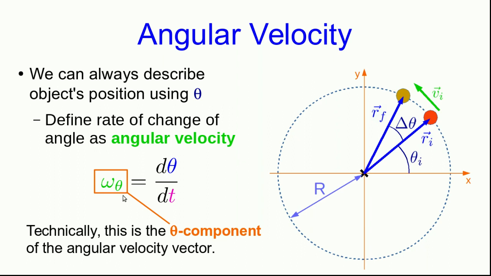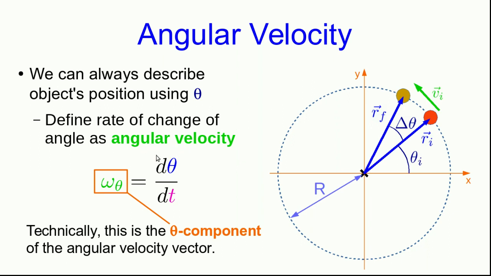And like any component, it can be negative. Think of what that means. If the object is moving counterclockwise, since we've defined our angles as angles counterclockwise from x, then theta is increasing, which means its rate of change is positive for an object going counterclockwise. Well, that means for any object going clockwise, so that its angle is decreasing, it must have a negative theta component of angular velocity. Further, we'll often just want the magnitude of this angular velocity, and that's what we'll call the angular speed.